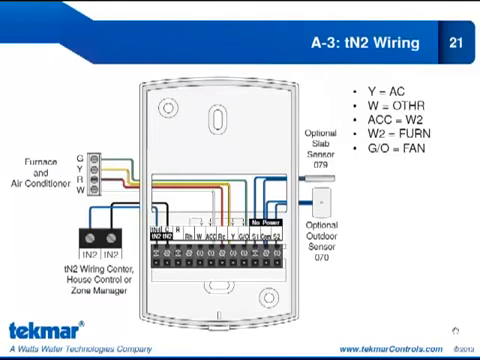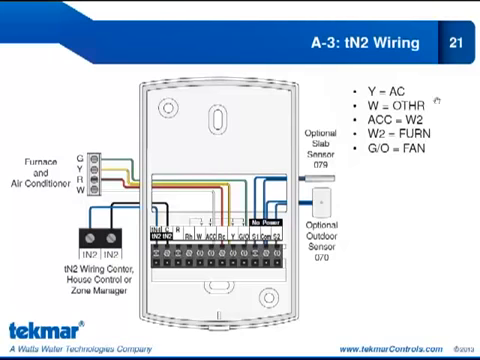So our first stage of heat is communicated through the TN2 to the wiring center in this case to operate the radiant floor. We have the R coming from the air handler. It's tied to the accessory relay going to the furnace for second stage heat. It's also tied to the Y relay going to the air conditioner for cooling. And it's tied to the G for the fan operation. We're showing you an optional slab sensor for the radiant floor and an optional outdoor sensor.